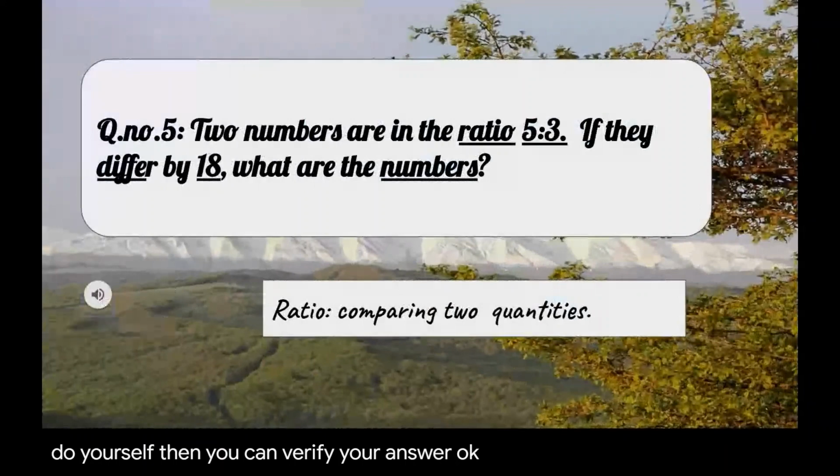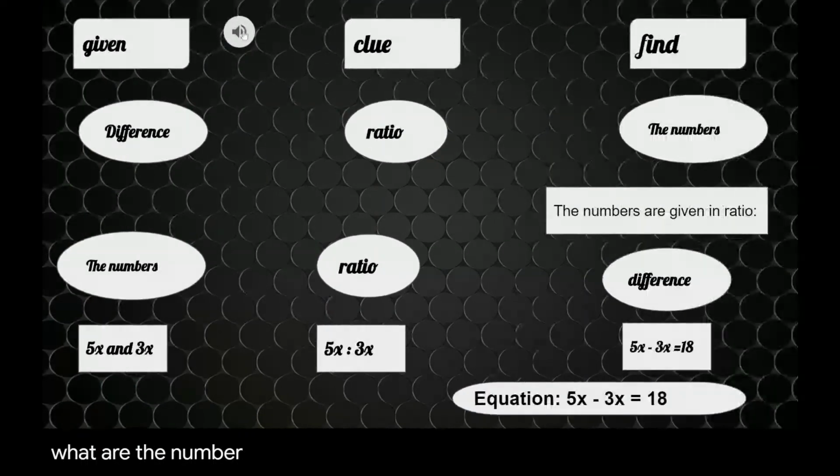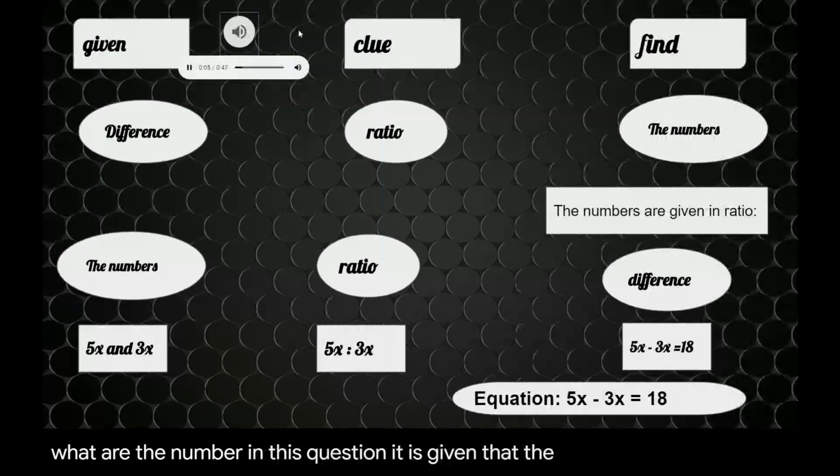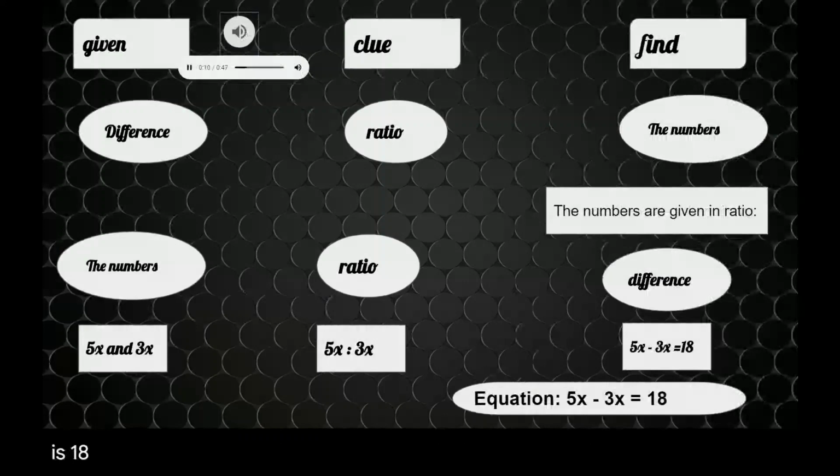Now, question number 5. Two numbers are in the ratio 5 is to 3. If they differ by 18, what are the numbers? In this question, it is given that the difference of the two numbers is 18. What is the ratio? 5 is to 3.